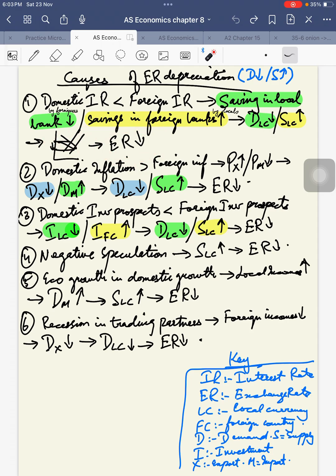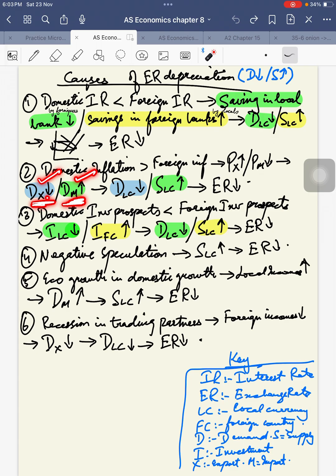The second point is, if domestic inflation is greater than foreign inflation, let's suppose inflation rates in Pakistan are higher than most of our trading partners, that means the demand for our exports will fall, and we would want to import more goods from abroad because we believe they are cheaper goods. So the demand for imports will rise because our inflation is higher.